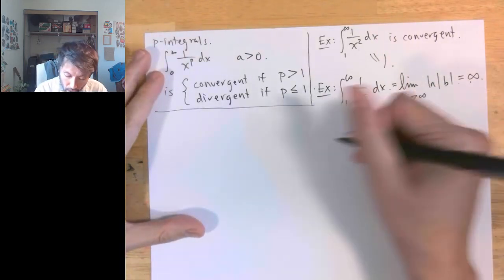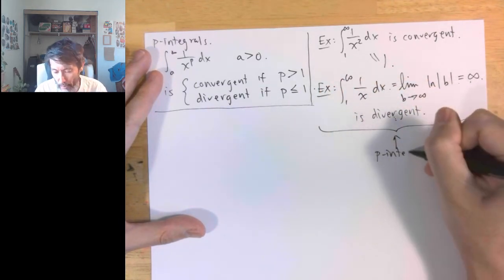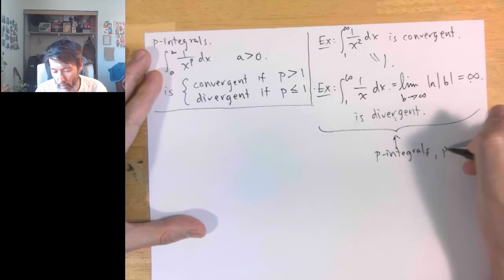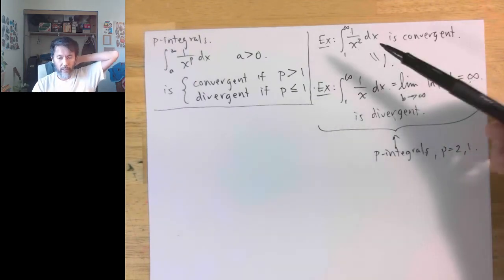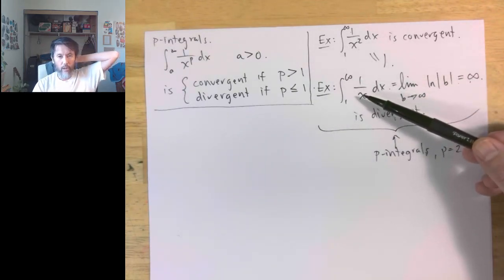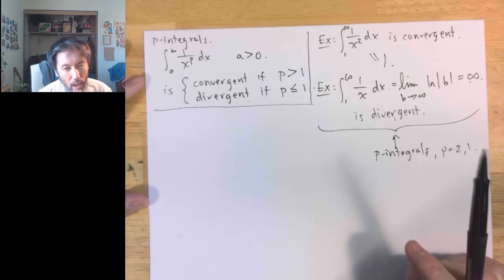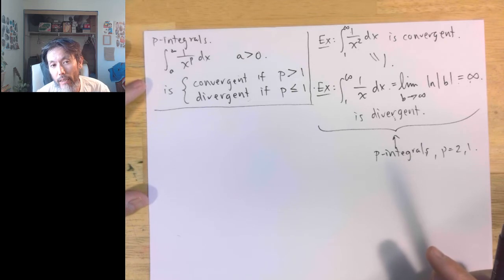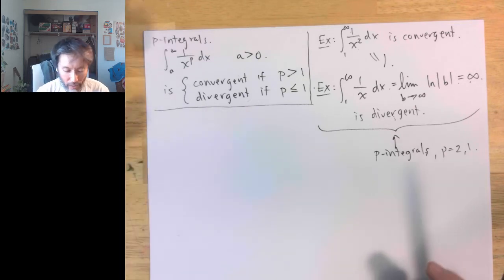These are both p integrals, with p equal to 2 and 1 respectively. The upper one is p equal to 2, and down below is p equal to 1. We can see the consistency with this result that I'm just sort of shoving down your throat. You don't have to just take my word for it. I can actually try to prove it to you. So let's see if I can do that.